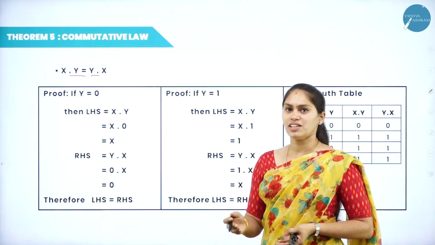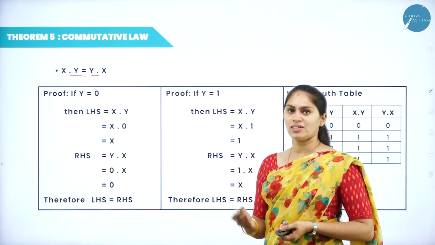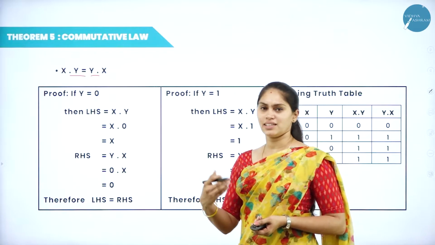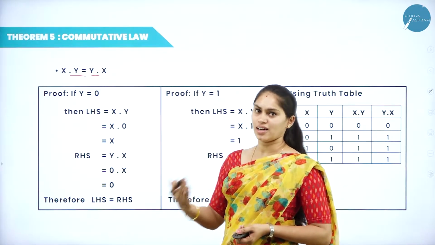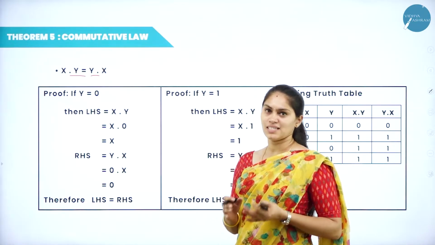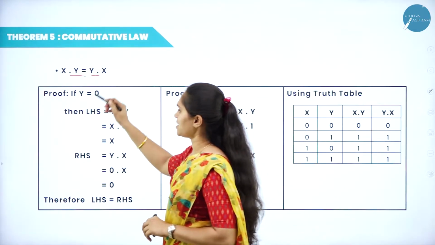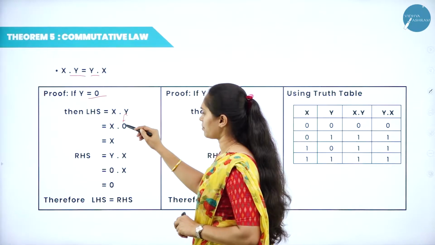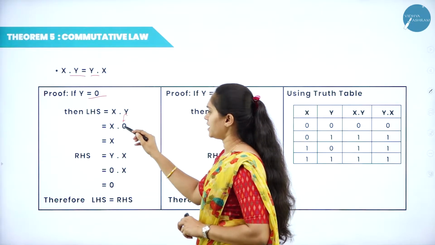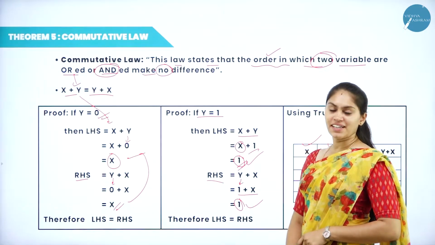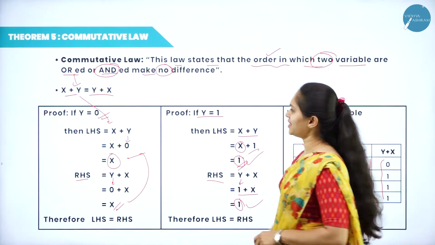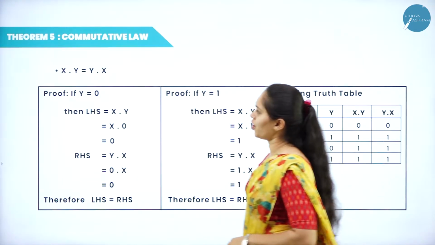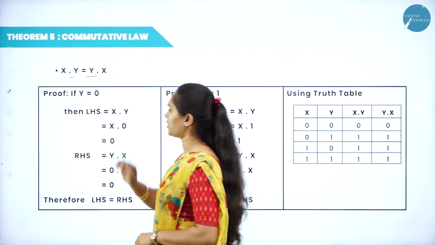So there is no difference when we change the order of the variables, whether it is ORed or ANDed; it will yield the same result. We can see that here. Let me consider the y value as 0. In the place of y, I am going to consider 0, x into 0. Now we'll see how this works with the AND operation, that is x dot y is equal to y dot x.